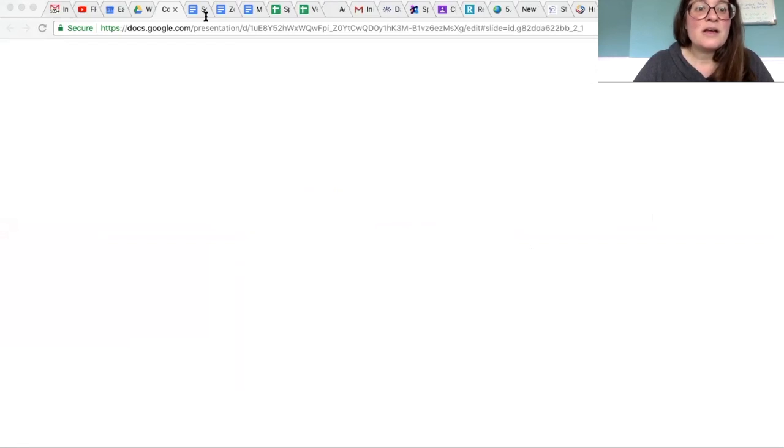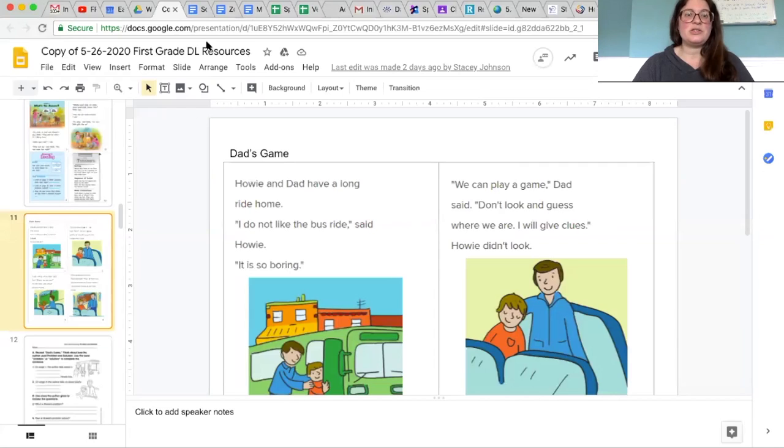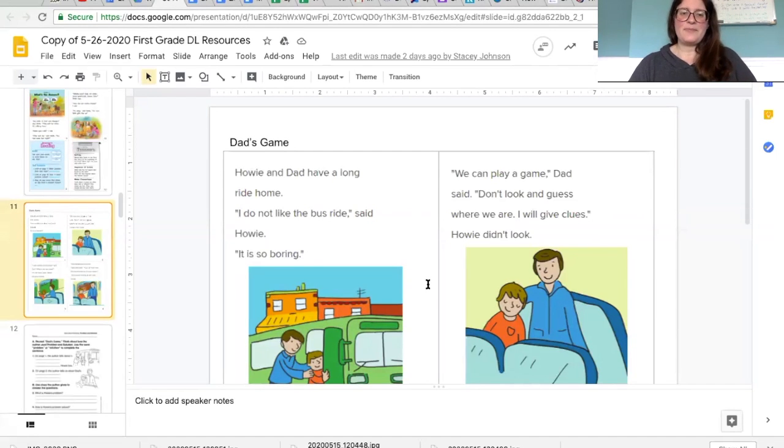So I have selected a button I didn't want to push. So I'm getting back into the one I wanted. There it is.